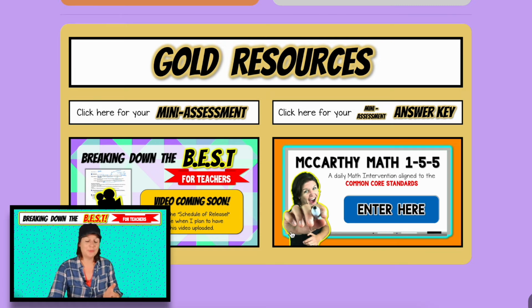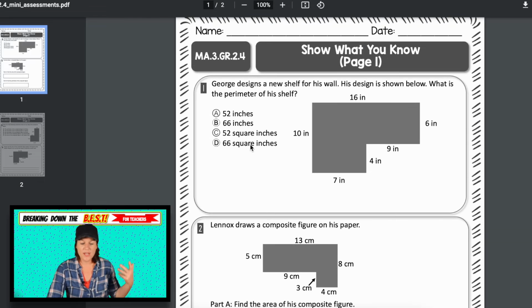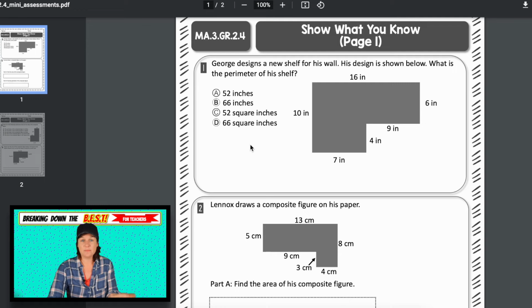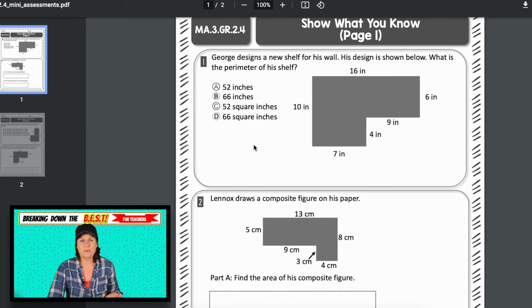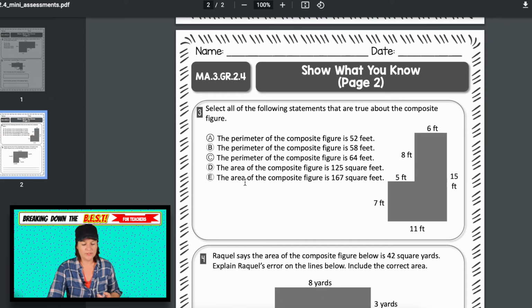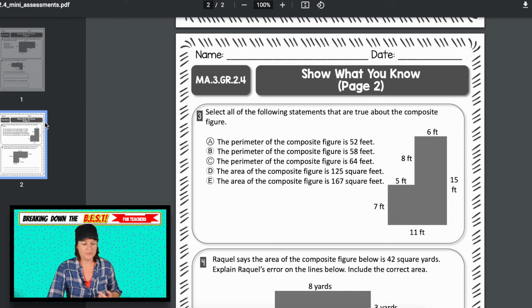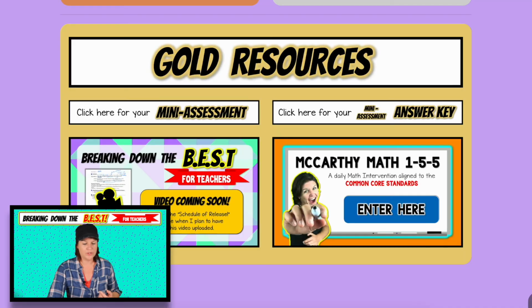But really, if you're a gold member, it's because of McCarthy Math 155. You have access to that, and we'll get to that in a second. But first, let me show you the mini assessment. Usually the mini assessments are about 4 to 5 questions, and teachers tend to use these as a mini assessment or as practice before a test, or just extra practice in general. Okay, a variety of question types. Got a multi-select here, written response here, all that good stuff. And of course you have your answer key right there to that mini assessment.